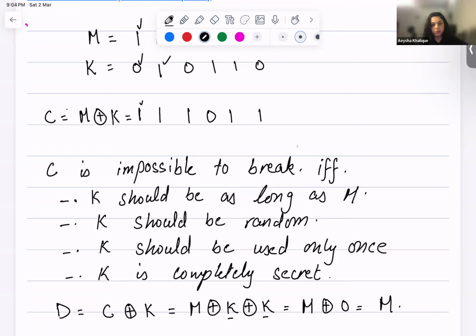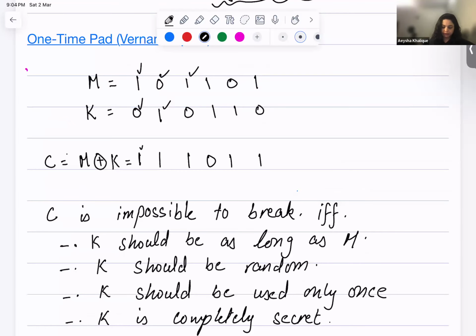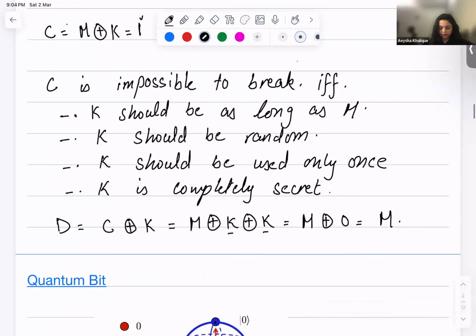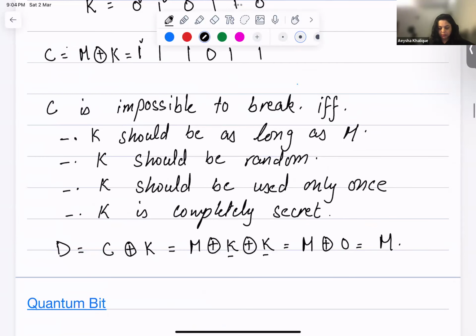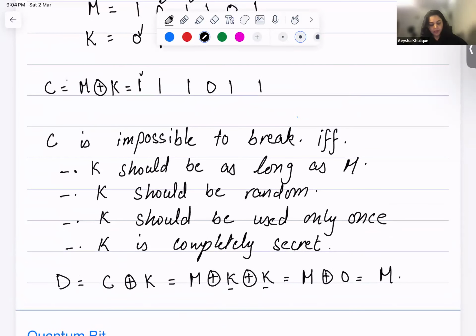Which is again a problem, which means that every time you have to send a message, you need a new key. And the last thing, of course, is that you have to keep it completely secret between the sender and the receiver. Anybody who gets this key K can decipher the text. How can they decipher? As I told last time, you just use C plus K again, and it will give you the message back.